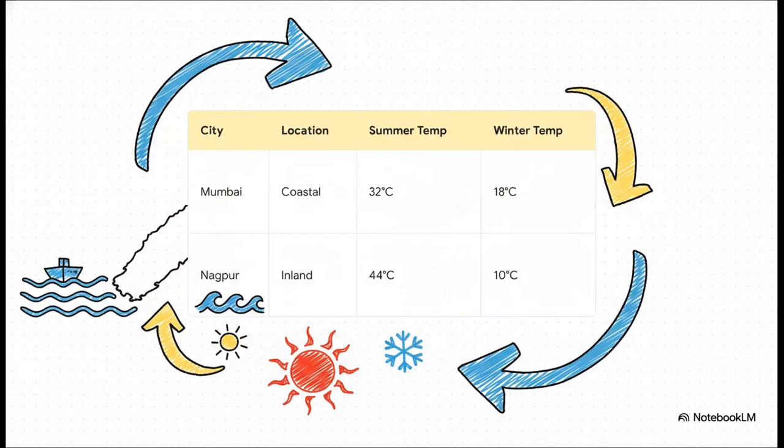This table is a perfect example of the power of the sea. Just look at Mumbai versus Nagpur. Mumbai is on the coast, so its temperature range is pretty chill, but Nagpur, which is way inland, has these wild swings, from a roasting 44 degrees in summer all the way down to 10 in winter. That's because the sea acts like a giant air conditioner, keeping coastal places from getting too hot or too cold.